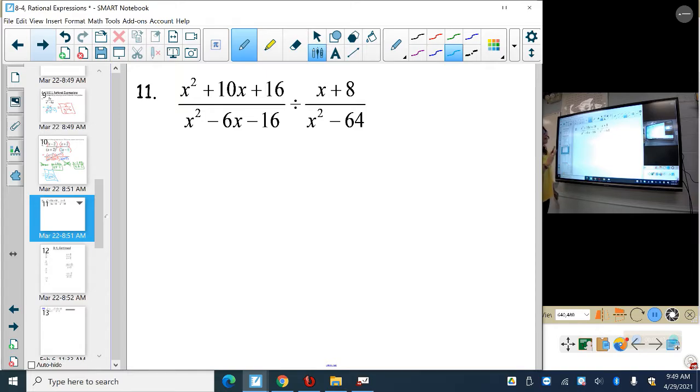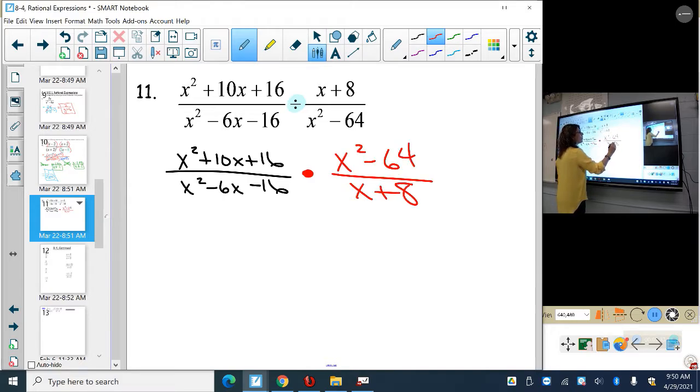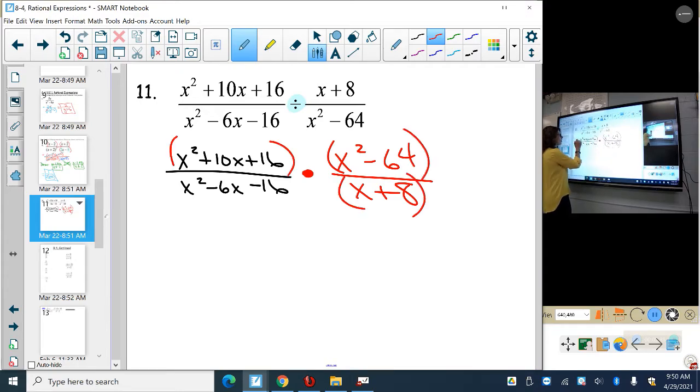Next, number 11. Number 11, these are going to be 2 fractions attached by division here. When it's attached by division, do you remember what we talked about previously? Keep, change, flip. We keep the first fraction, so I'm literally going to rewrite this as x squared plus 10x plus 16 divided by x squared minus 6x minus 16. I keep that, I change the division to multiplication, and I flip the second fraction. And then I'm going to marry them all together and write it as one whole thing. Does that make sense? Okay?